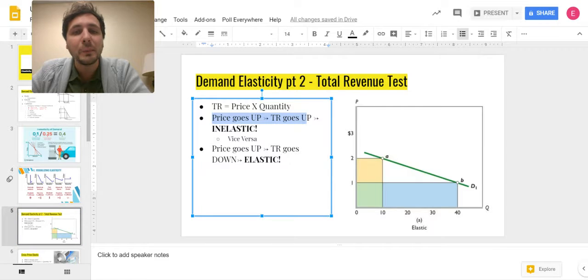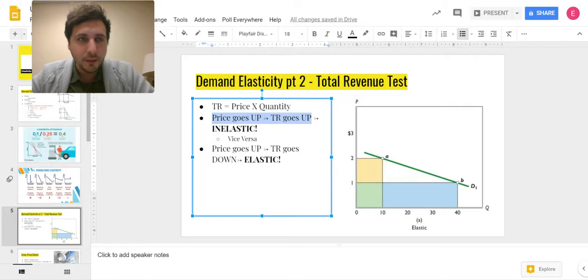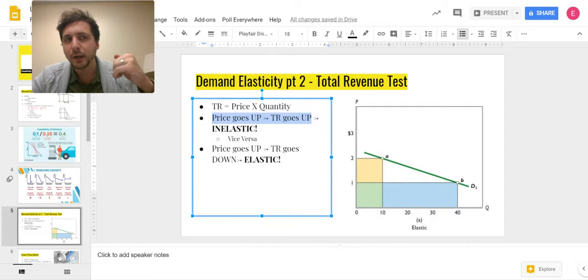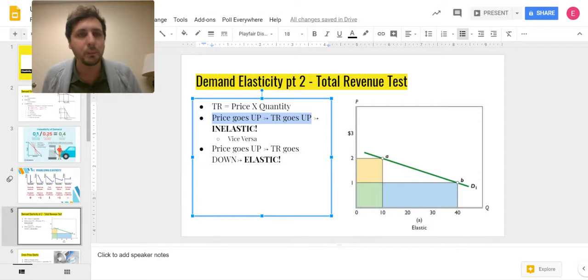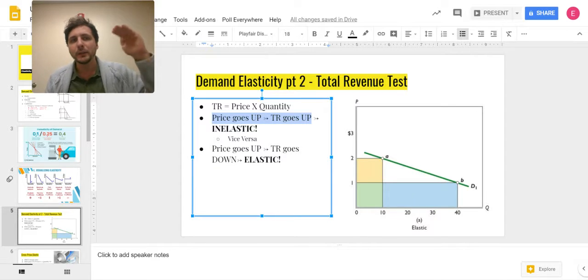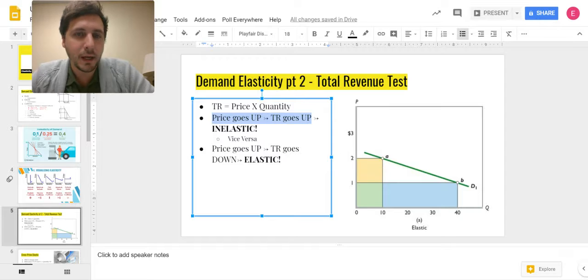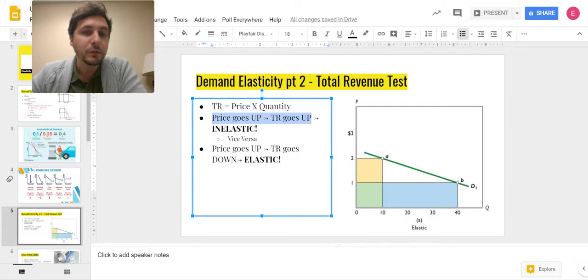Now, if price goes up and total revenue goes up, or when price goes down, total revenue goes down, we're looking at an inelastic good, meaning when I decrease the price, I'm just taking profits out of my own pocket because decreasing the price does not result in more people buying my product, right? But when I increase the price, the same amount of people are buying it, so the quantity is relatively the same, price goes up, total revenue is going to rise. So it's inelastic, or vice versa.